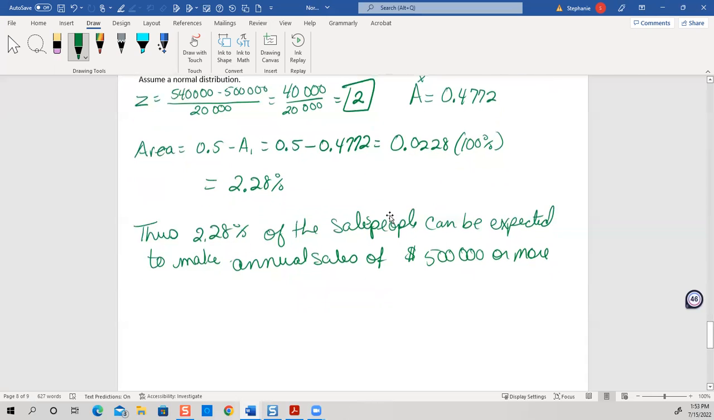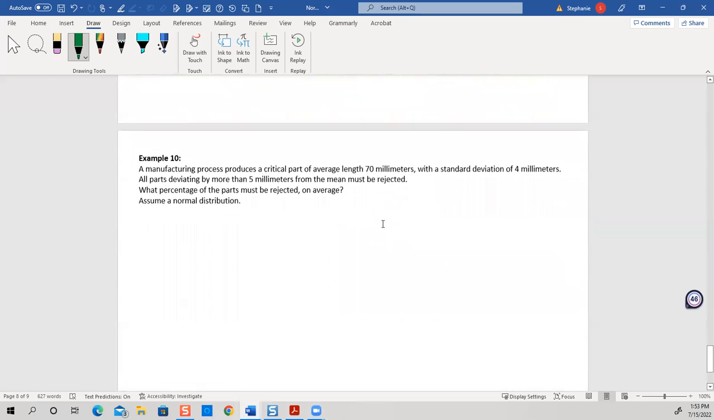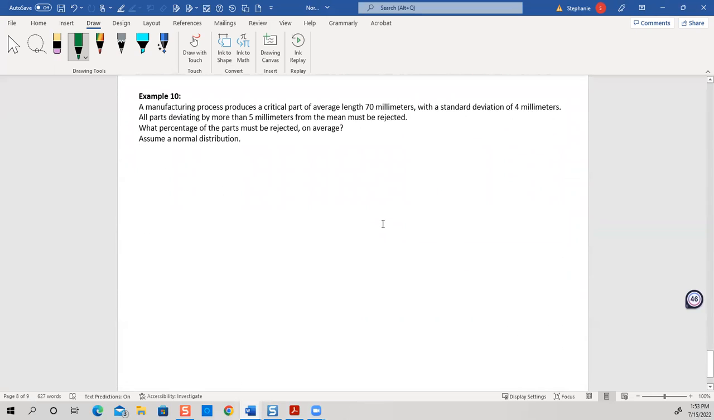Okay, so let's do our next one. It says a manufacturing process produces a critical part of average length 70 milliliters with a standard deviation of 4 milliliters. All parts deviating by more than 5 milliliters from the mean must be rejected. What percentage of the parts must be rejected on average? So we have our mean, our standard deviation, and our X.